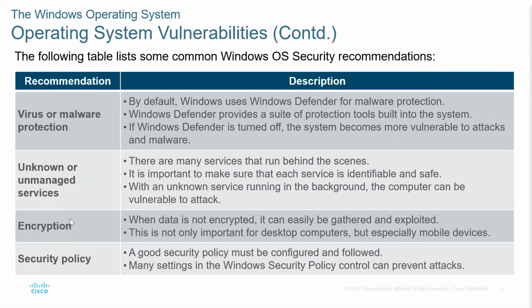Encryption: when data is not encrypted, it is easily gathered and exploited. This is not only important for desktop computers, but especially for mobile devices. And a good security policy must be configured and followed. Many settings within the Windows security policy control and prevent attacks.